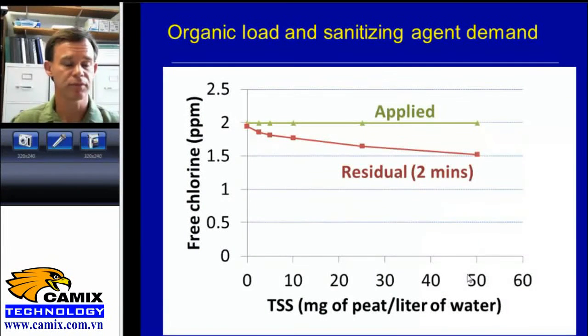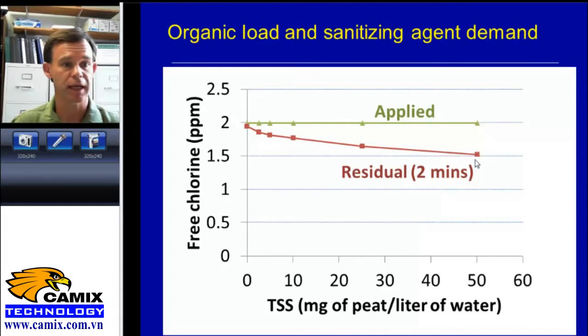And here's an example of some work that we've done here in my lab, where we've taken different amounts of peat in this case, and we've added it into a liter of water. And so we've got 10, 20, 30, 40, and so on milligrams of peat, dried peat from growing media per liter of water, and we've measured the amount of active ingredient from chlorine that's left. So we applied 2 parts per million of chlorine, and we measured the residual chlorine.